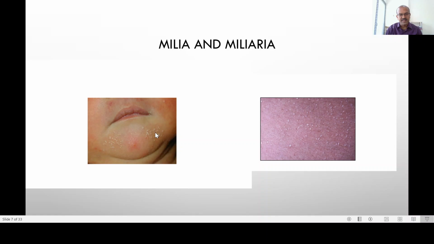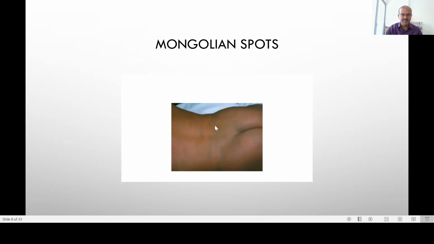And miliaria, which is prickly heat due to overwrapping the baby. Mongolian spots, which are very common in the dark skin races, especially in this location. It can be there in the extremities as well. All these are benign, do not need any intervention.